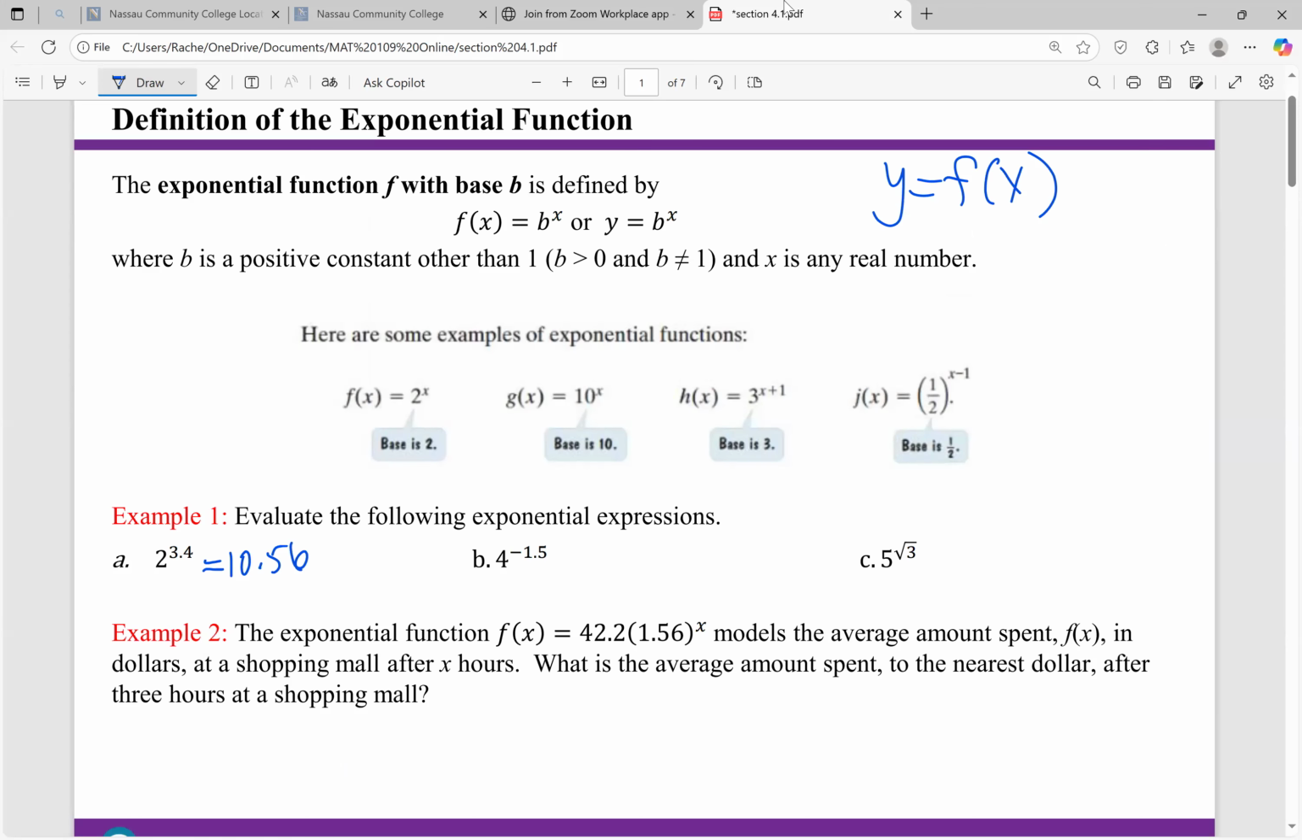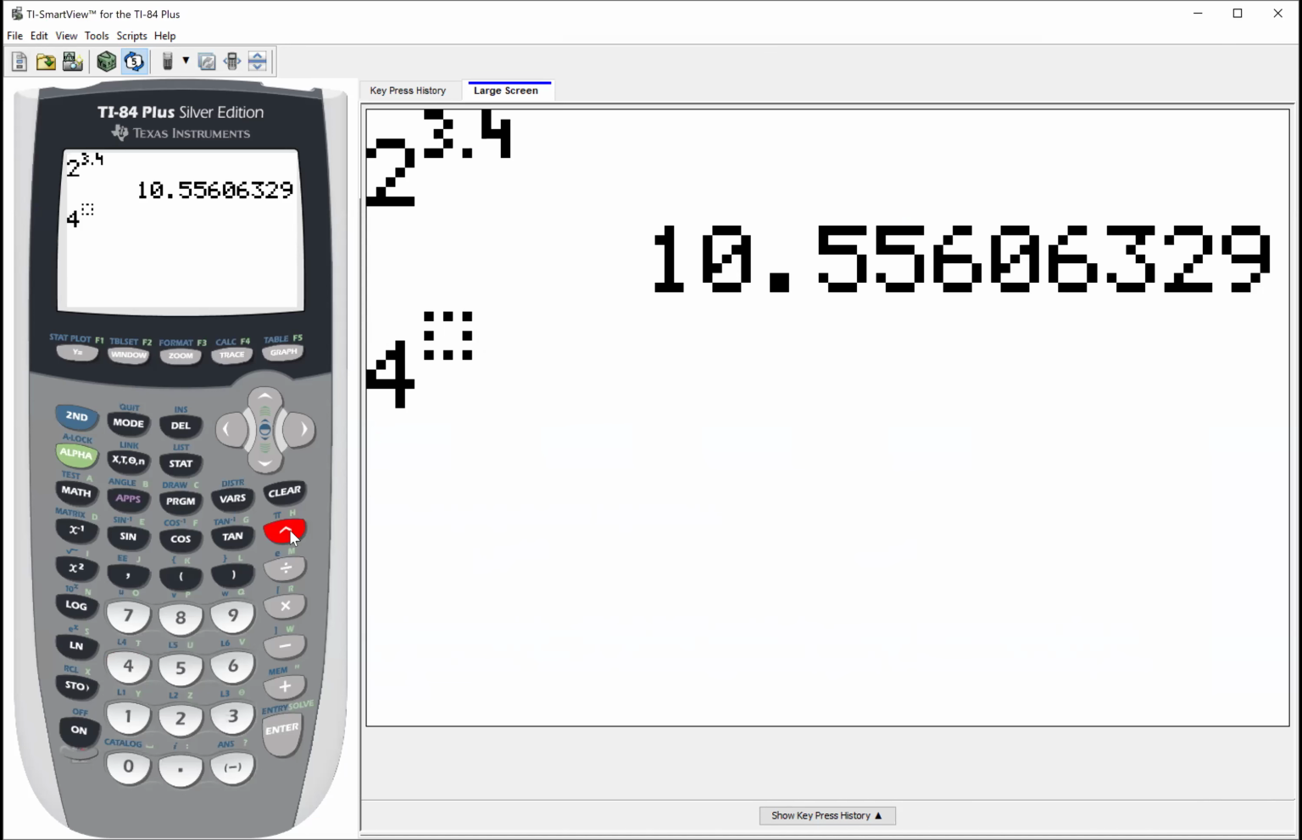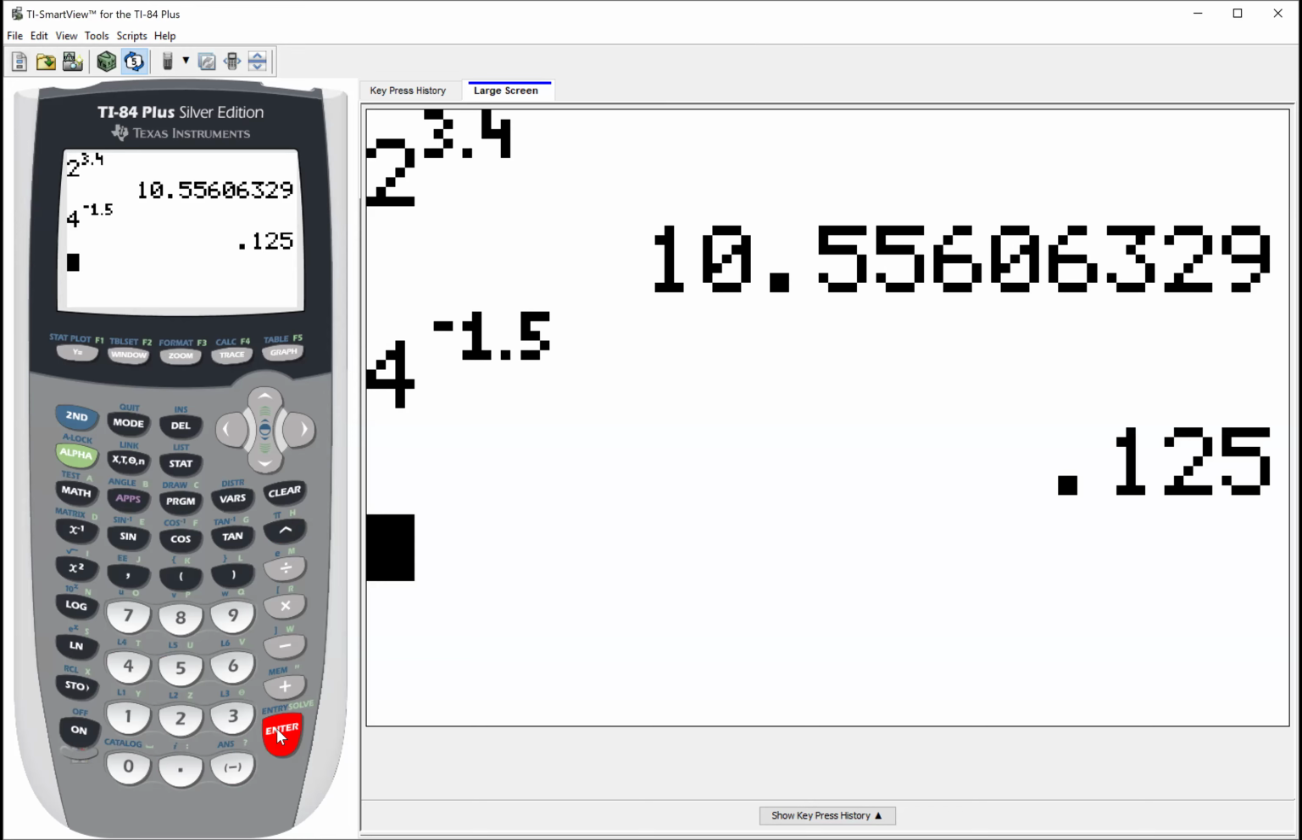Next, let's evaluate 4 raised to the negative 1.5 power. So 4 raised, my exponent key, and then to the negative, make sure you're using your negative key, 1.5. And to 2 decimal places, we get about 0.13. So 0.125 will round to about 0.13.